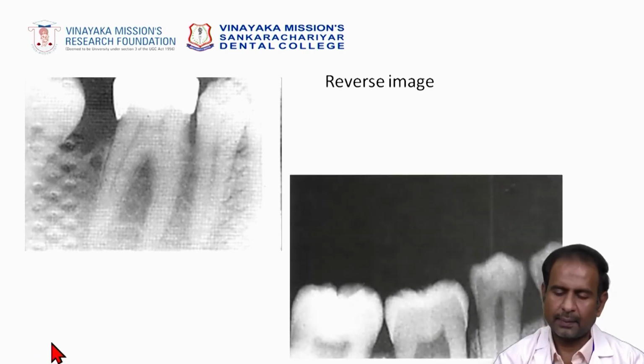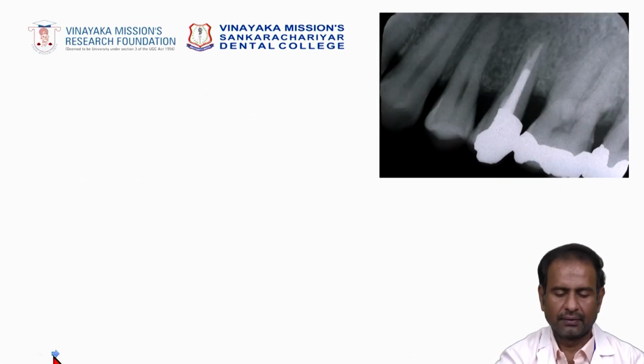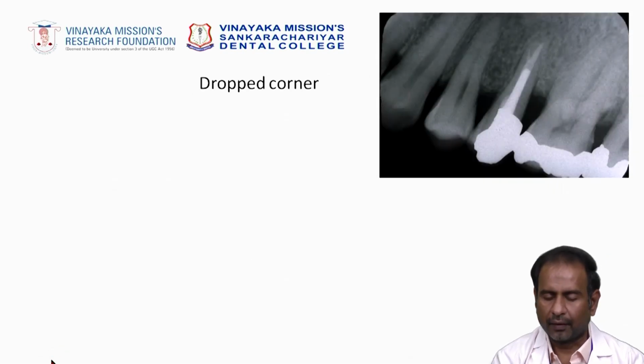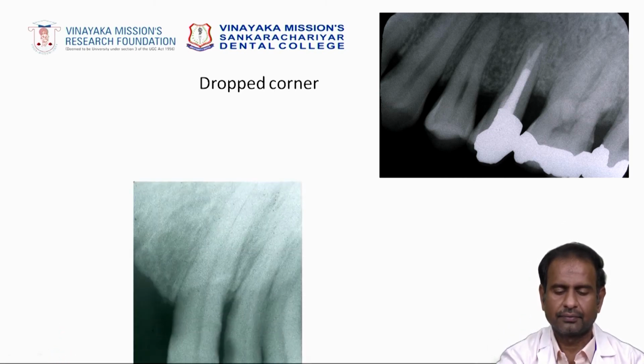Next, the apex is not seen, only the crown portion is seen. This is apex cutoff. What is this? Dropped film corner: the occlusal film is not parallel to the occlusal plane, and due to this the error occurs.